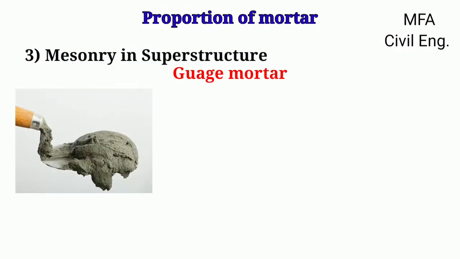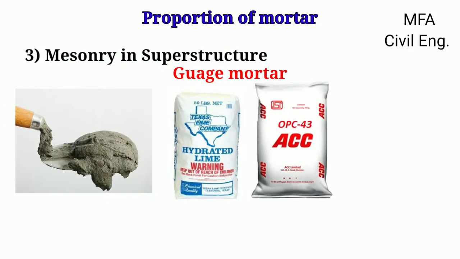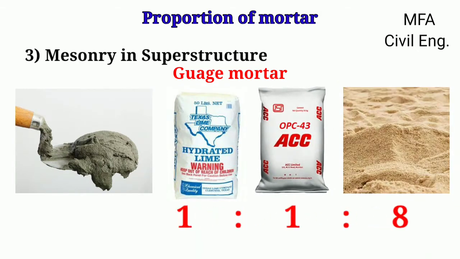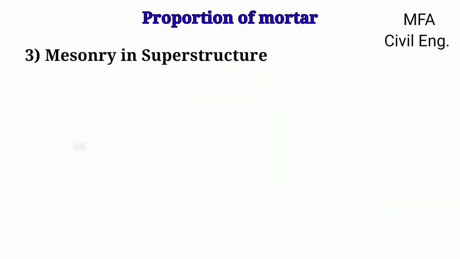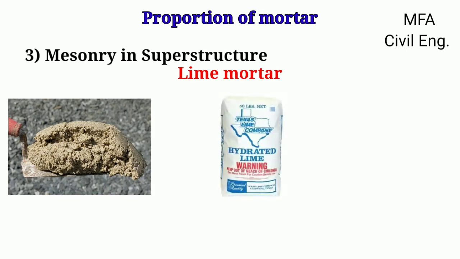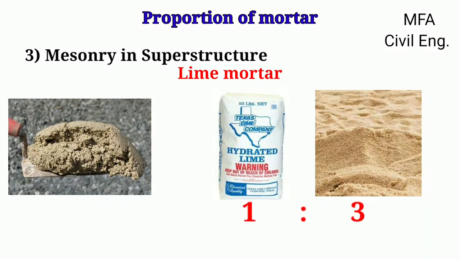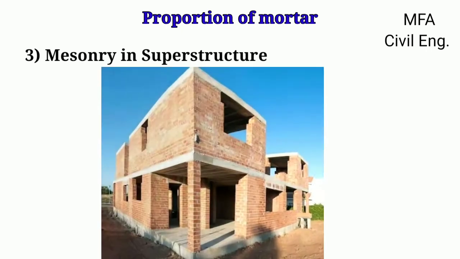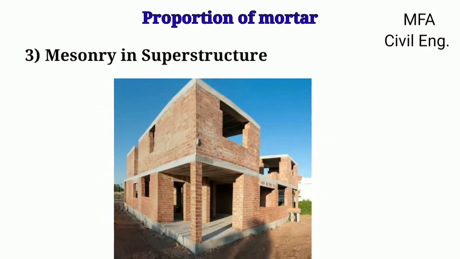For the gauge mortar, the proportion of lime, cement and sand should be 1:1:8. And for the lime mortar, the proportion of lime and sand varies from 1:3 to 1:4, depending on the number of stories or the number of floors of a building.